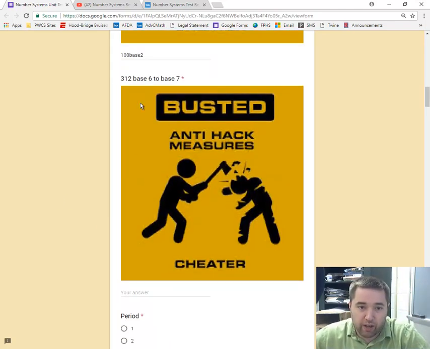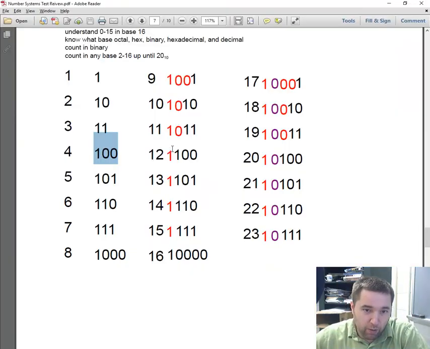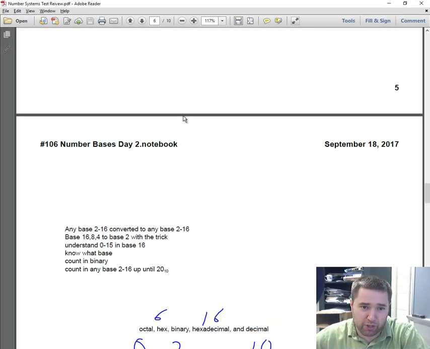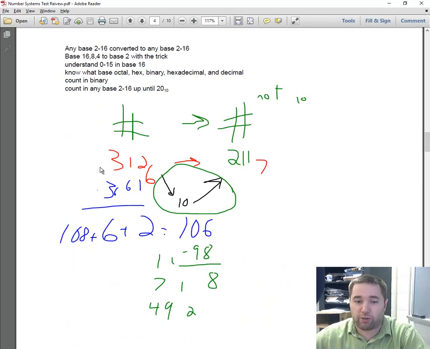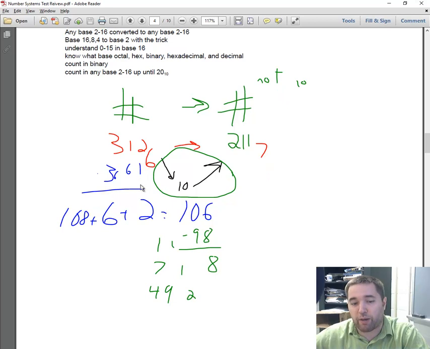Next question. 312 base 6 to base 7. This was a hard one. However, if we go to, I think, page 2, page 4, 312 base 6 to base 7. Now, I messed up on this. 8 plus 6 plus 2 is not 6. It was 16. So the number is off a little bit. However, no one actually answered that.